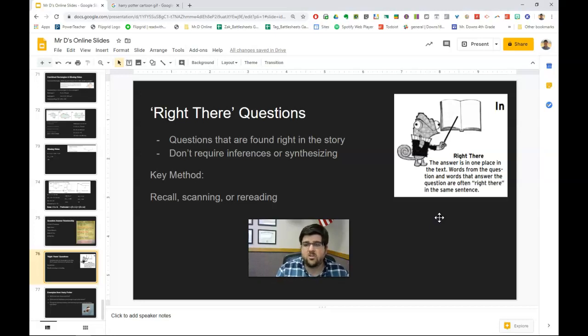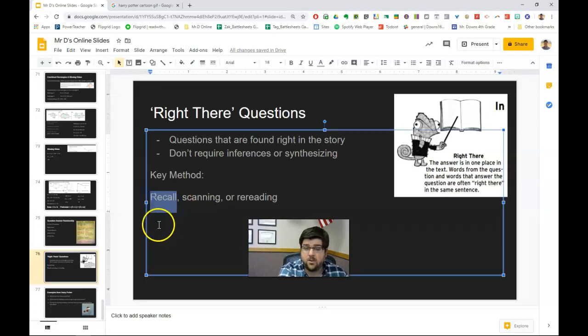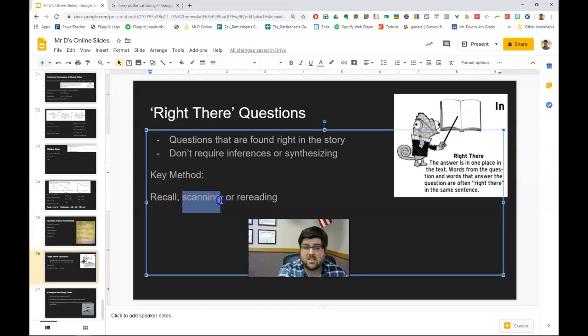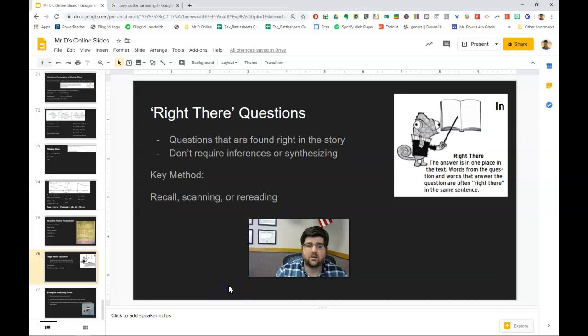These questions really just require someone who is willing to be diligent and look in the text to find the answer. The key method to find right there questions is that you can just remember it if you have a pretty strong recall. But generally, I like to recommend, especially if it's on a test or something, going back and scanning or rereading part of the text. That's your key method for being able to find those right there questions.